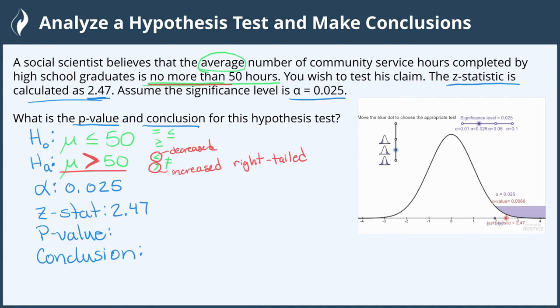So now we have our p-value. We can just write it over here that it is 0.0068, and we can compare this with alpha, our significance level of 0.025. Our p-value and our alpha, or significance level, the alpha is actually larger than the p-value. When this occurs, we reject the null hypothesis.